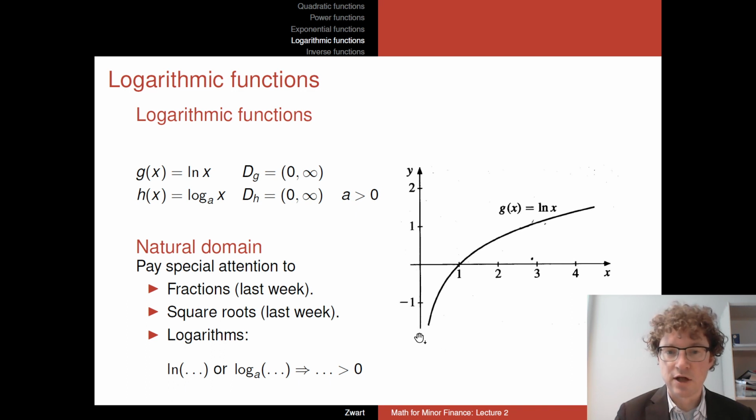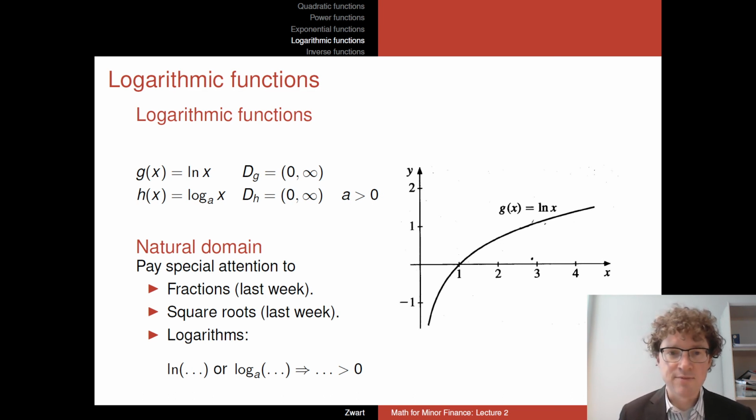It's not defined for negative or 0 x. It's defined for any positive x, but it starts out very deep down here, grows very fast, and at 1 it passes through 0, and it keeps on increasing, but at a slower and slower rate. So this is what the log of x looks like as a graph.